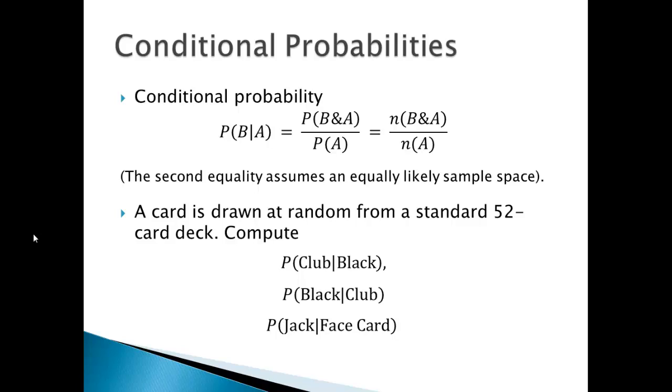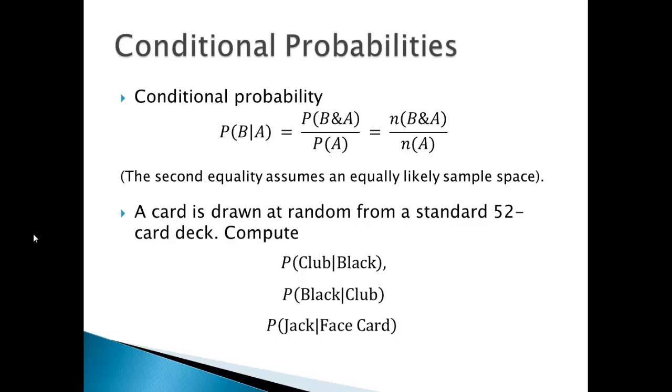Conditional probabilities can be computed with this formula. The probability of B given A is the probability of B and A divided by the probability of A. Now, if we're fortunate enough to be working in an equally likely sample space, and only then, we can compute conditional probabilities by counting outcomes.